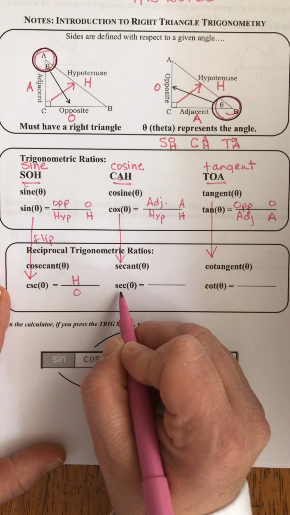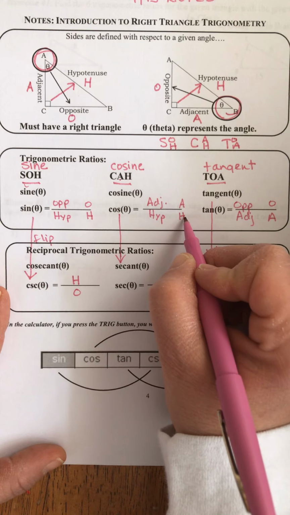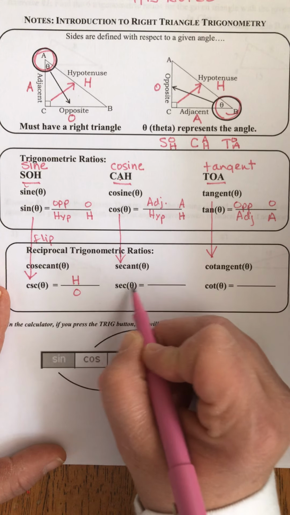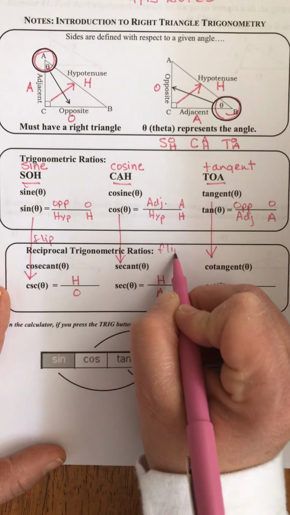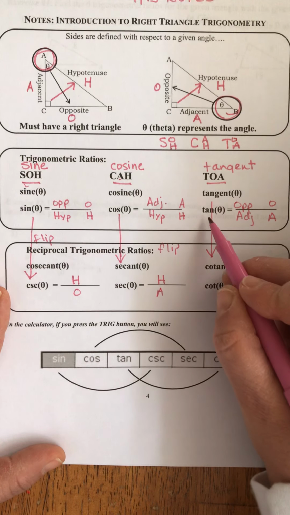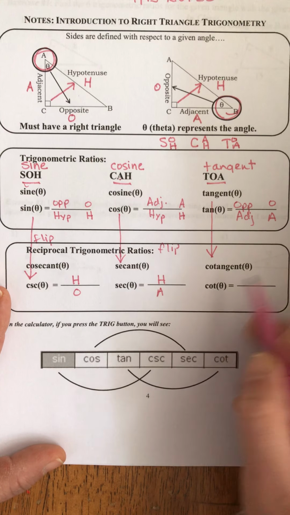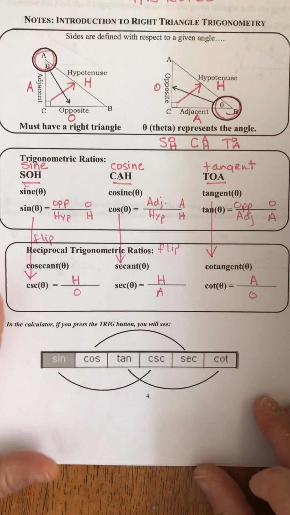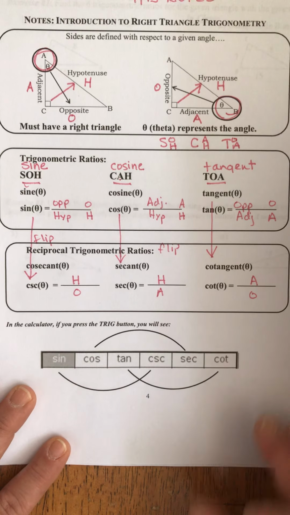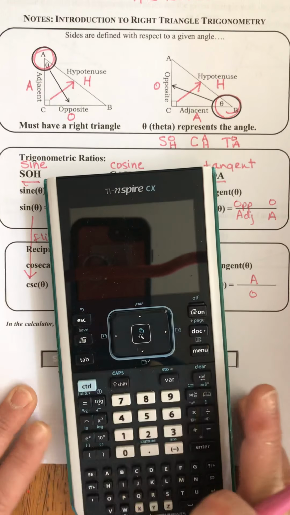Cosine and secant are reciprocal trig functions. So cosine is a over h, so its reciprocal secant would be h over a. So we flipped it. Okay? And the last one, if tangent is o over a, its reciprocal is cotangent, and it would be found a over o.